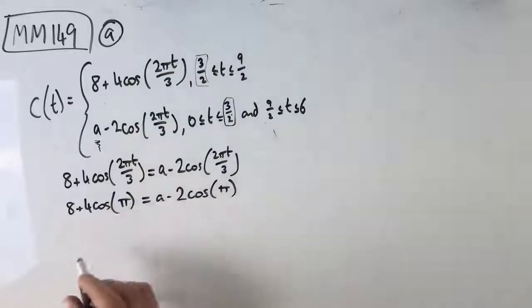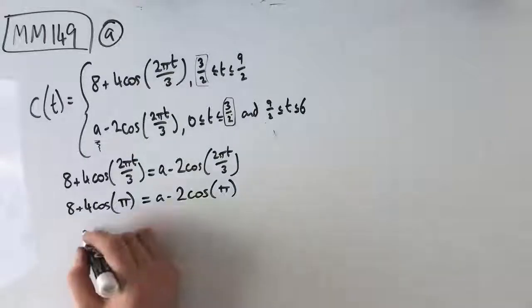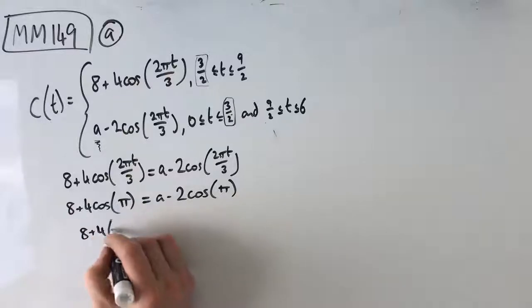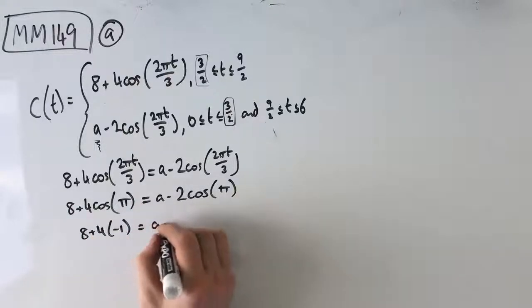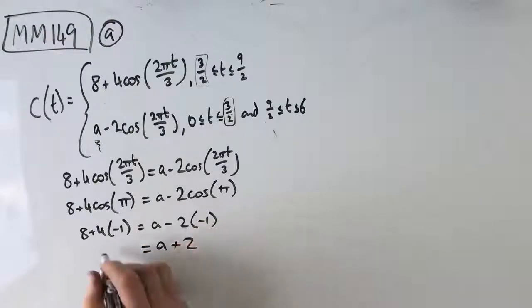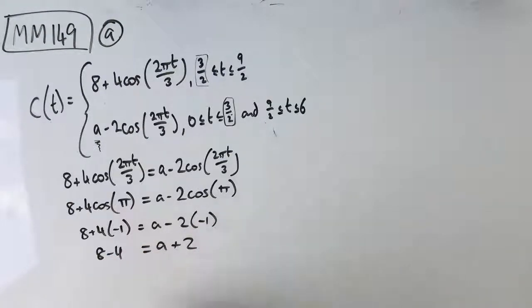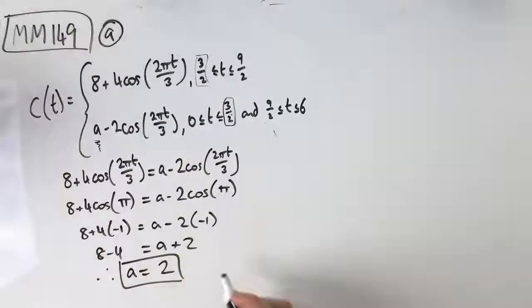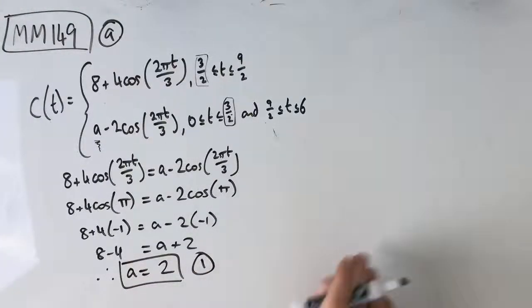All right, so cos of pi is equal to -1, which means we have 8 plus 4 times -1 equals A take 2 times -1. Awesome. Which means we get A plus 2 and 8 take 4. And then therefore A equals 2. So that's our answer, guys. That is 1 mark. So that's just your first mark there.